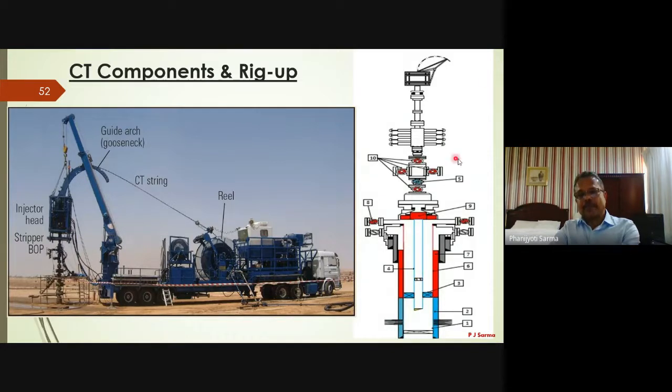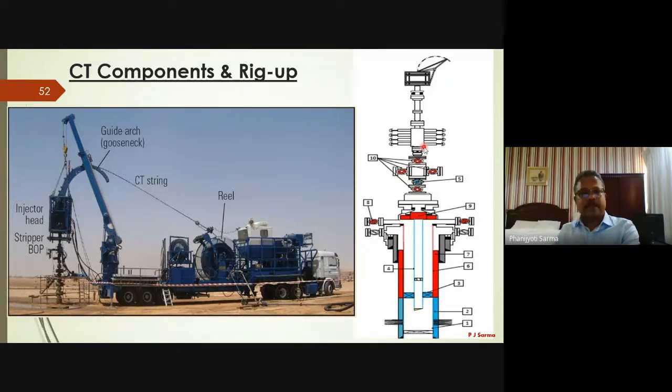This is the pictorial diagram. Because all these valves can no longer be operated, they are basically non-functional. So additional barriers in terms of blowout preventer, the lubricators, or the stripper are installed. This is called the pressure control equipment.